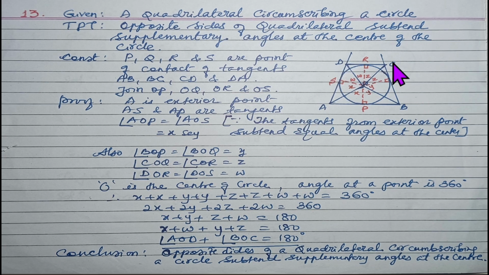If AD and BC are subtending 180, so also CD and AB are subtending 180 degrees at the center, and that is how we can make use of the properties of the tangents drawn to a circle from an exterior point to prove these theorems, or to prove these examples given to us. So that is the study of the solutions of various examples of the exercise of circles of the 10th standard CBSE textbook.